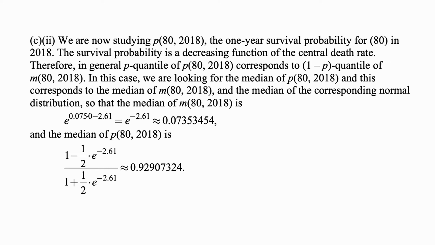So 1 minus 1/2 e to the minus 2.61 over 1 plus 1/2 e to the minus 2.61, and that comes out to be approximately 0.907324.